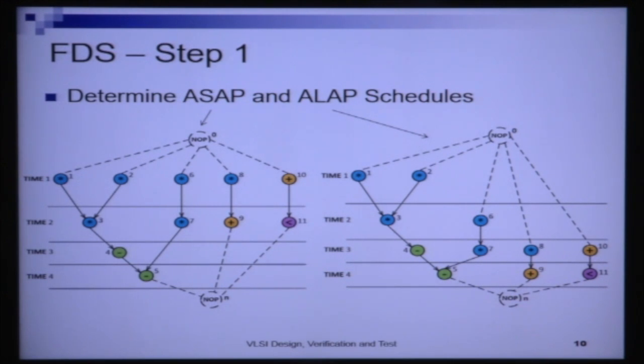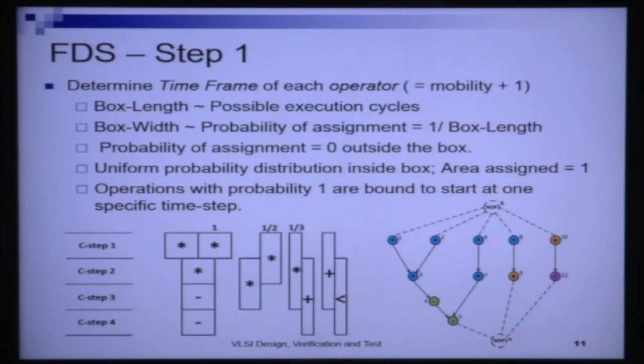As we said, we have to first determine time frames, and for that the first work was to determine the ASAP and ALAP schedule. The initial ASAP and ALAP schedule is the ASAP and ALAP schedule that we have been considering in all the classes till now. The left one produces the ASAP schedule, as soon as possible, and the right one gives me the ALAP schedule, as late as possible. Based on that we will determine the time frame for each operation.